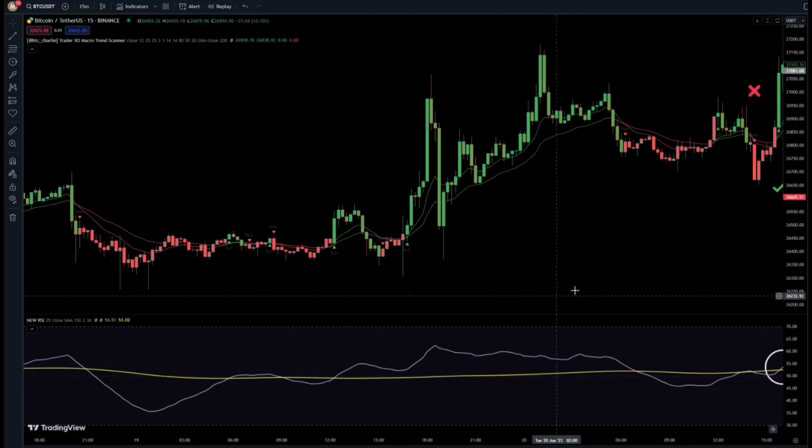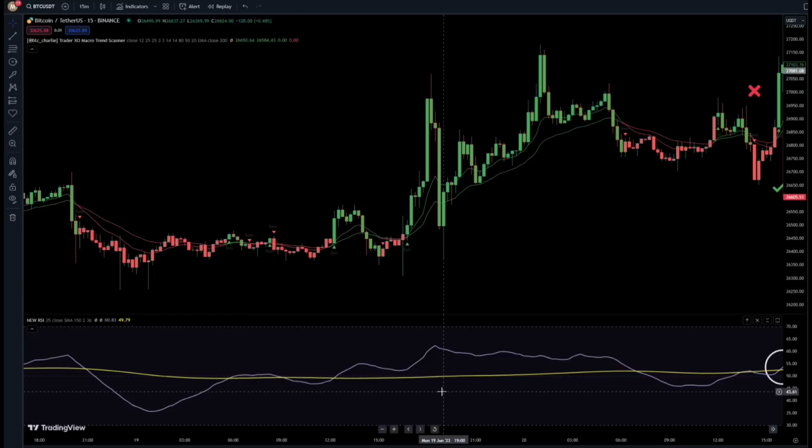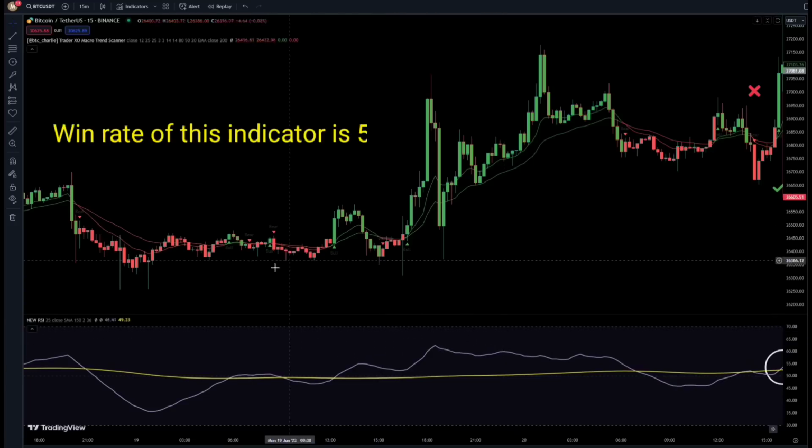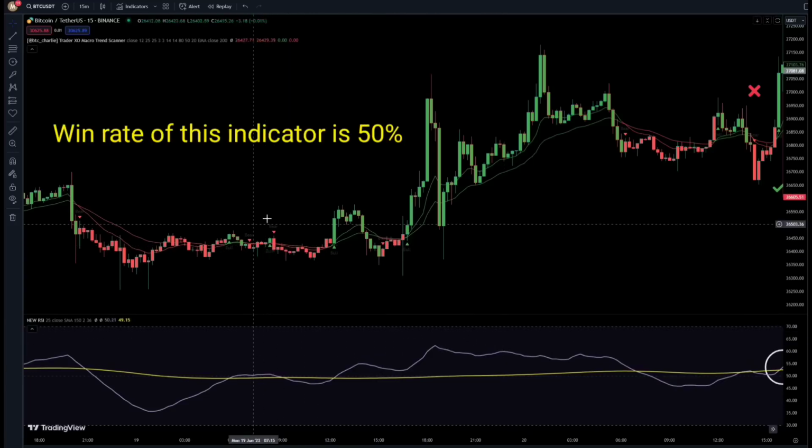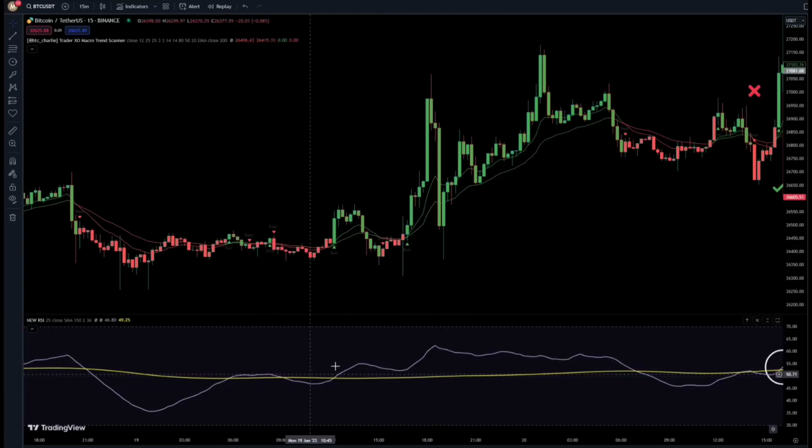Let's have a backtest from this strategy now to see how efficient RSI is in filtering fake signals and how much the win rate of this strategy has increased after adding advanced RSI. This strategy's win rate was 50% before when it only had one indicator. Now let's find out its win rate at this state after adding RSI. I speed up the video and start the backtesting.